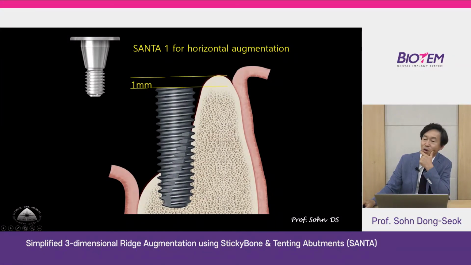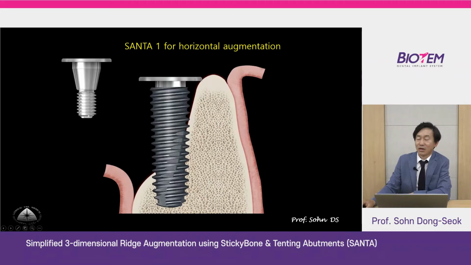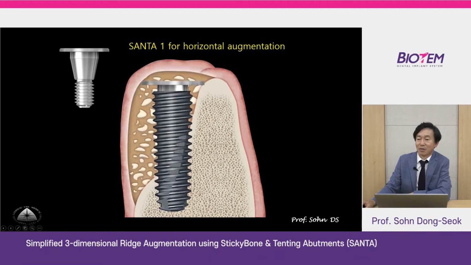Implant is placed 1 millimeter deeper to the alveolar crest, and Santa 1 is placed, and bone graft was done, and the collagen barrier membrane or CGF membrane was placed over the bone graft, and primary suture was done. The grafting material does not migrate because the Santa resists the soft tissue pressure to the implant platform, and the bone around the neck of the implant platform is also well maintained.